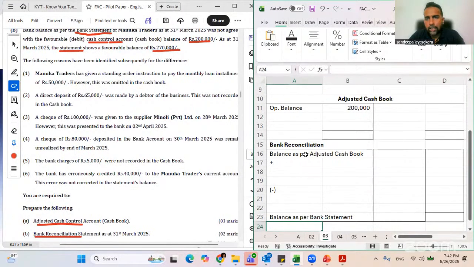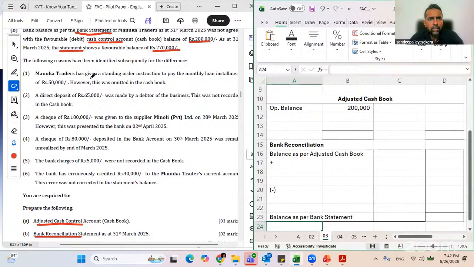Right, we've got the adjusted cash book and the bank reconciliation. For the bank reconciliation, we have to show the timing differences, the unrealized deposits and unpresented payments, and the errors by the bank. But all the others are adjusted in the cash book. It's very easy, not a difficult thing. Let's try.